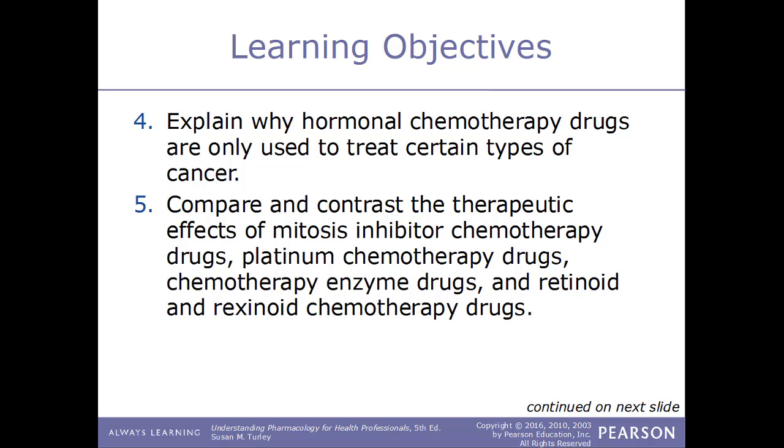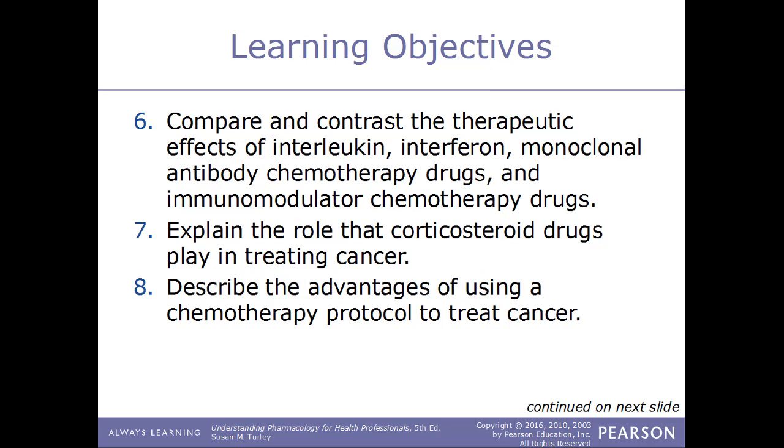Compare and contrast the therapeutic effects of mitosis inhibitor chemodrugs, platinum chemodrugs, chemotherapy enzyme drugs, and retinoid and Rexinoid chemotherapy drugs. Compare and contrast the therapeutic effects of interleukin, interferon, monoclonal antibody chemotherapy drugs, and immunomodulator chemodrugs. Explain the role that corticosteroid drugs play in treating cancer. Describe the advantages of using a chemotherapy protocol to treat cancer.